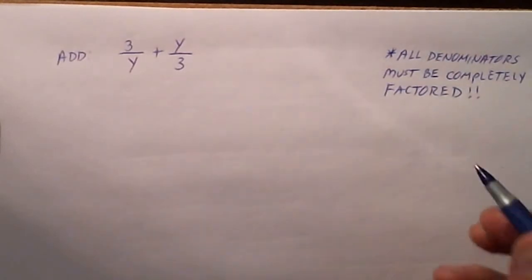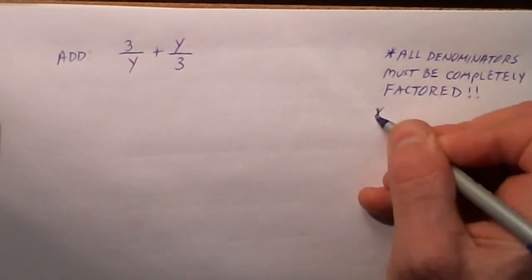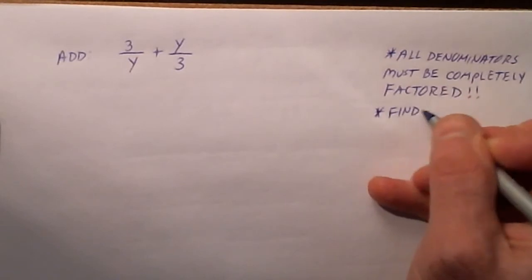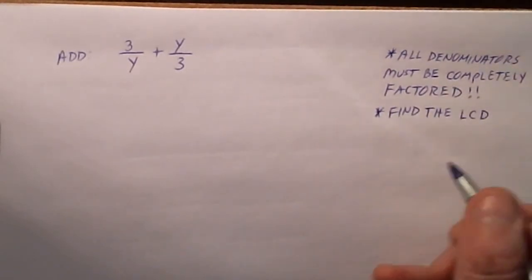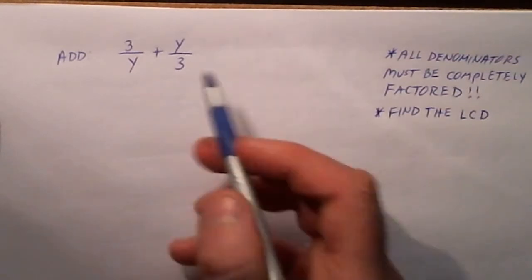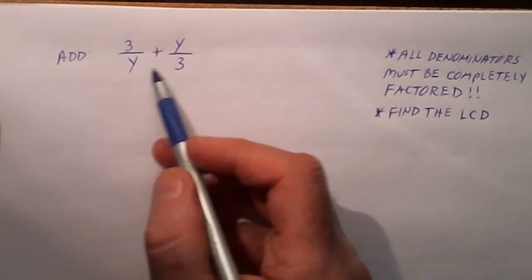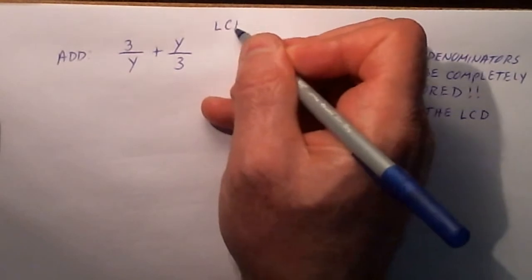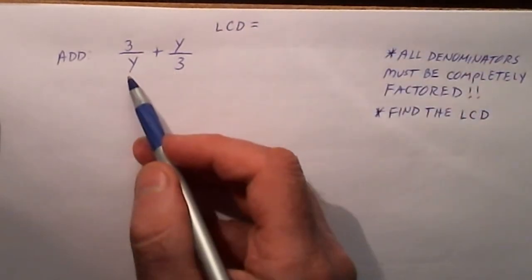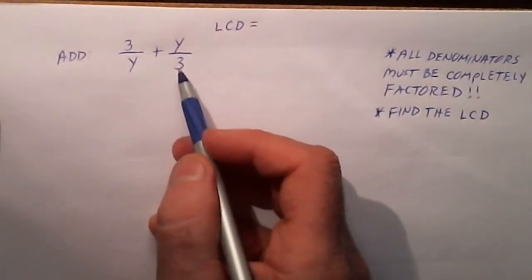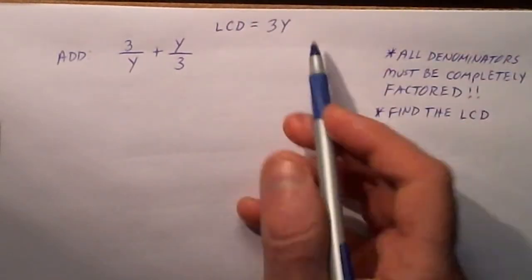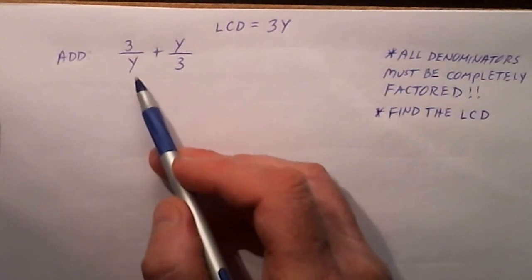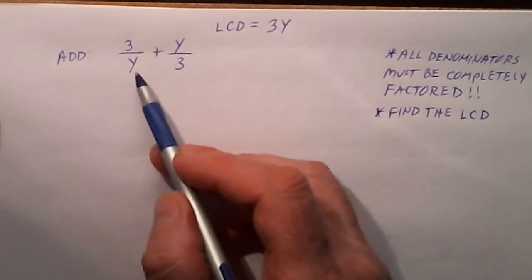So the next step is now we need to find the least common denominator, or the LCD. So now we need to find the least common denominator of y and 3. Well, our least common denominator, if it's to be divisible by both these denominators, must have a 3, and it must have a factor of y. So as it occurs, 3y must be the least common denominator of both these rational expressions.